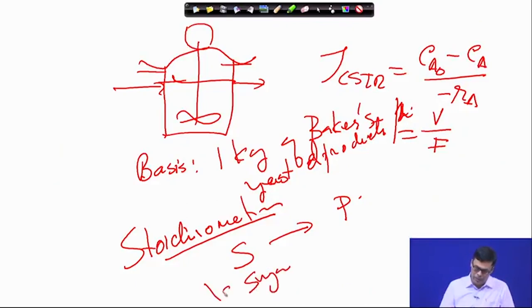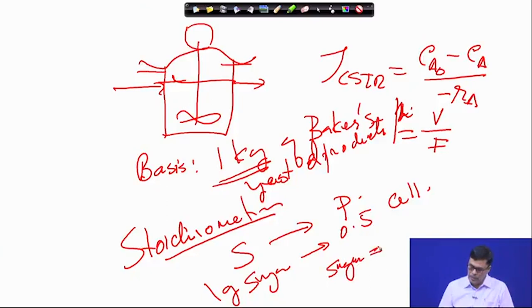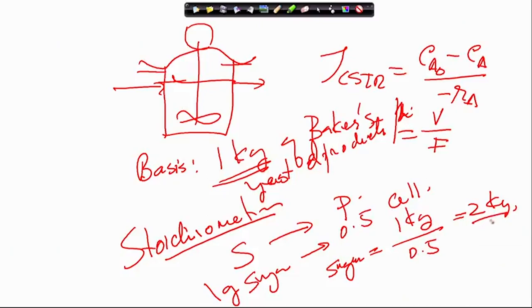In the case of baker's yeast, suppose you use sugar as a raw material. So 1 gram of sugar produces approximately 0.5 gram of cell. So for 1 kg of baker's yeast, how much sugar is required? This is 1 kg divided by 0.5, which is equal to 2 kg, am I right? So if you want to produce 1 kg of baker's yeast per hour, 2 kg of sugar is required per hour.